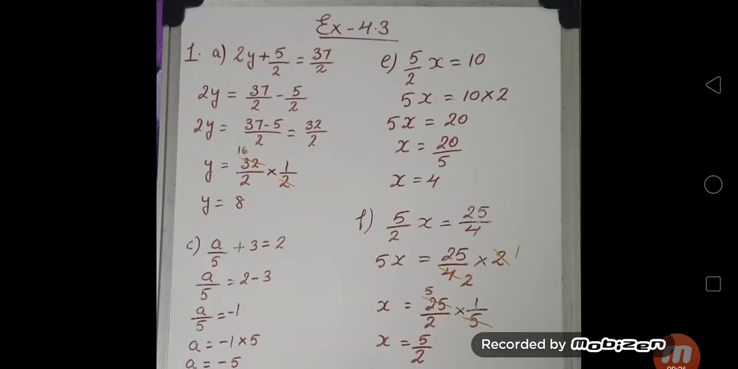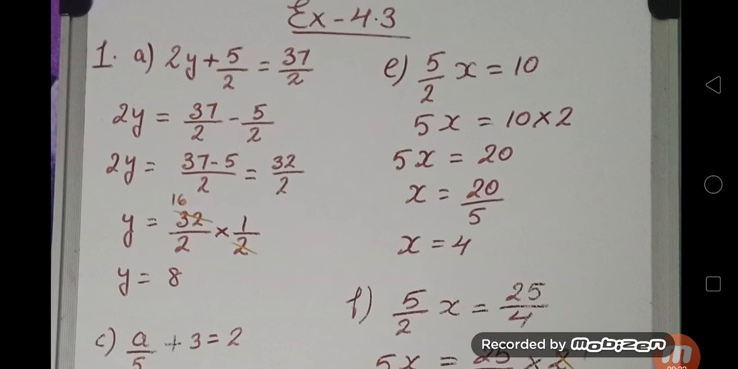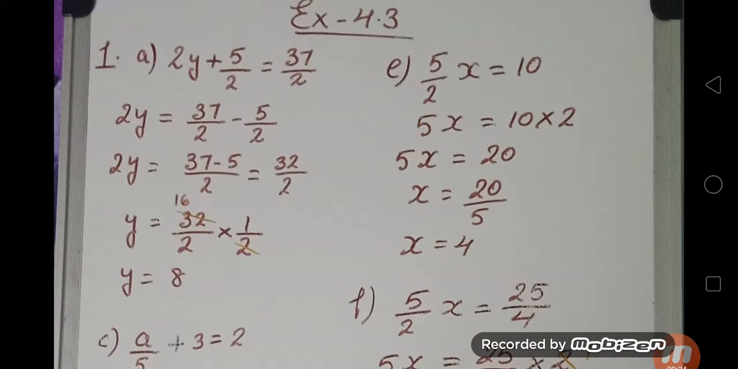First question of exercise 4.3, in which these equations are given. First equation is 2y plus 5 by 2 is equal to 37 by 2. So from the left hand side we will take 5 by 2 towards the right hand side. Its sign will be changed from positive, it will become negative. Now on solving the right hand side we have got 32 upon 2. Now on the left side it is 2y and on the right hand side it is 32 upon 2.